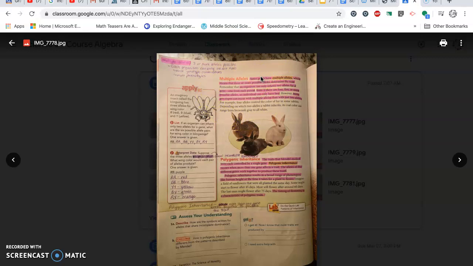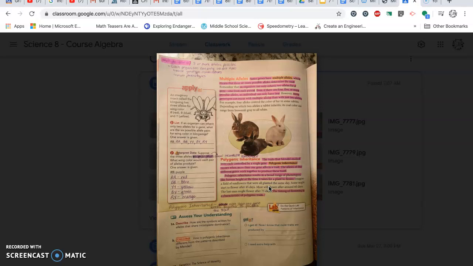Polygenic inheritance. Again, I'm just going to read what the book says. Polygenic inheritance occurs when more than one gene affects a trait. So you have the alleles of different genes working together to produce the trait. And the example they give in your book, which is a good one, is human height. You have a range of human heights, right? You have multiple genes working together to give you your ultimate height.